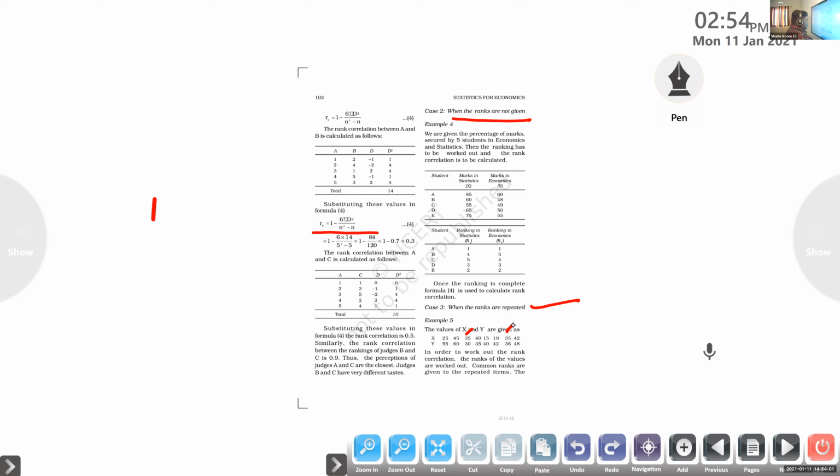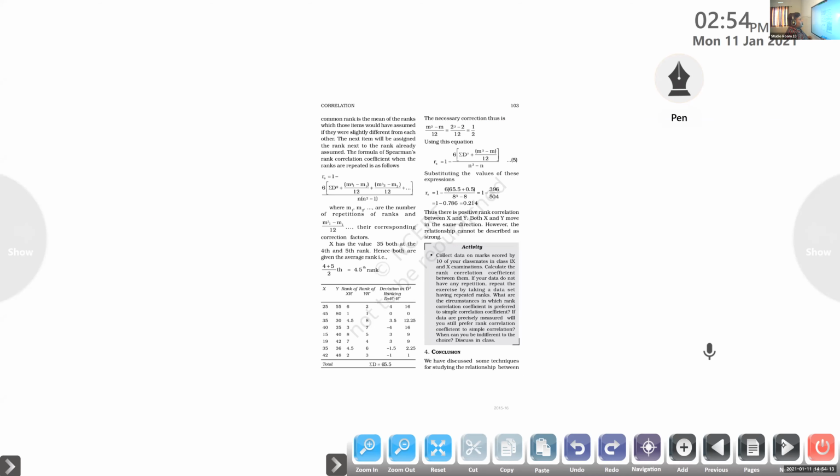Okay, we'll check that. So, in order to work out the rank correlation, the ranks of the values are worked out. Common ranks are given to the repeated items. Okay, common rank is the mean of the ranks which those items would have assumed if they were slightly different from each other. Okay, the next item will be assigned the rank next to the rank already assumed.